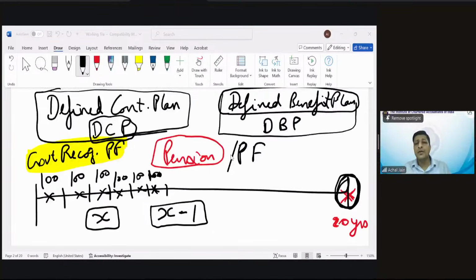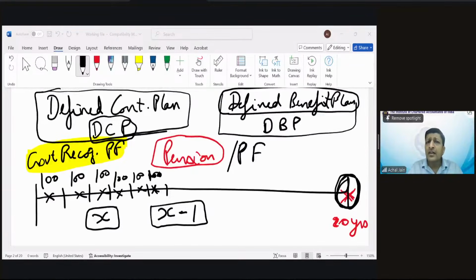Contribution is through the employer, but if the returns which are supposed to be generated fall short of what is required to be paid to the employee, who will bear that? It will not be borne by the employer. It will be borne by the one who is maintaining that fund. Clear? So this is what you call a defined contribution plan.